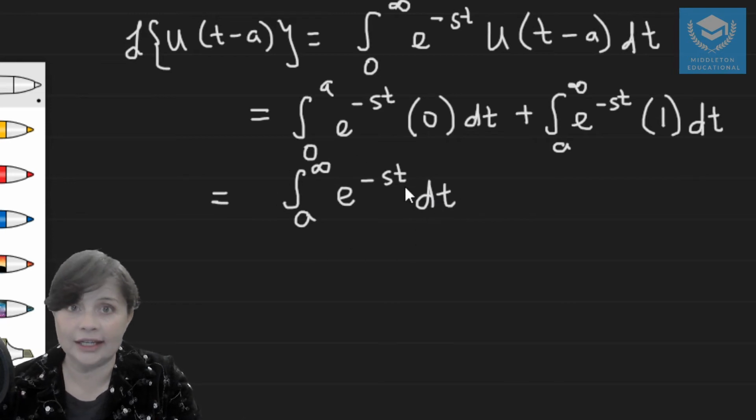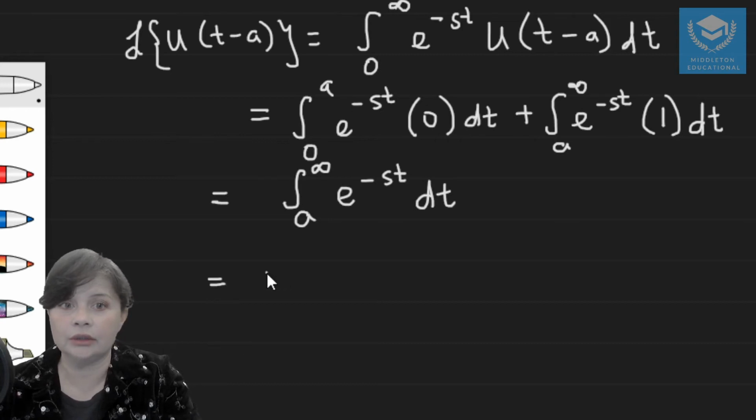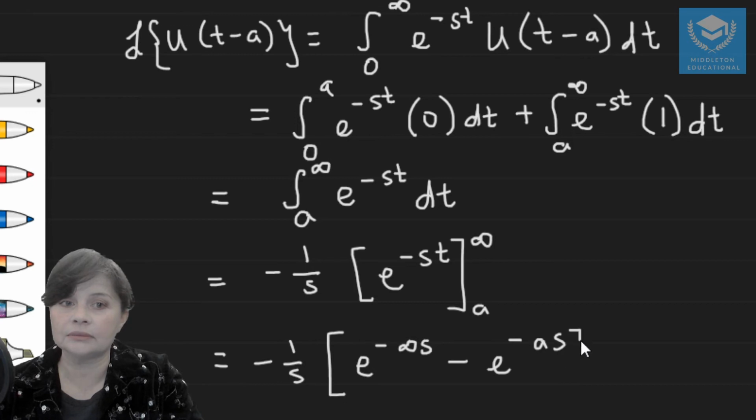And this you can evaluate because that's a definite integral. And it's going to be equal to 1 over s e to the minus st between a and infinity, and then we take this expression at the upper limit minus the expression at the lower limit.